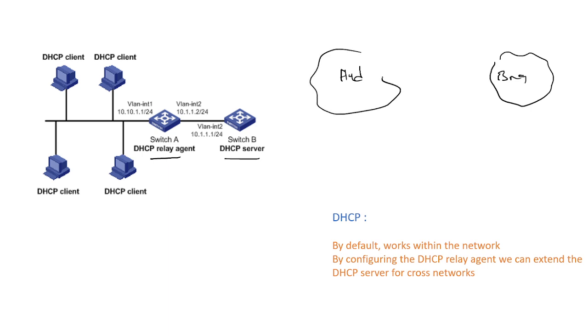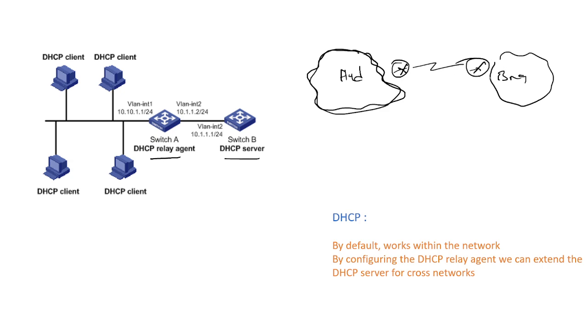So establish the connection between Hyderabad and Bangalore. Here you have a router, here you have a router, and in the middle you will take some Tata, Airtel or Jio connection, and you will establish the communication. By default, DHCP works within the same network. It will not go beyond the router.